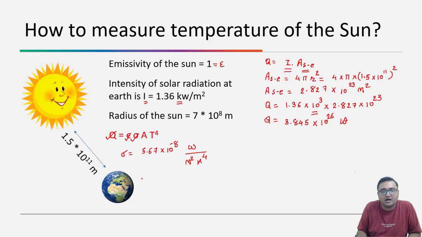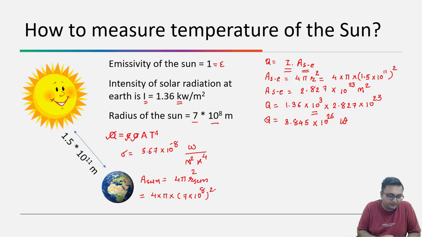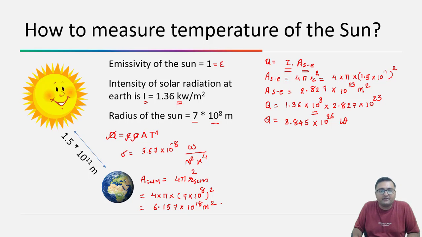So what we require is the area of the sun. The area of the sun can be found out by using the equation 4 pi r square. But what is r here? The radius of the sun. So let's find it out. That is 4 into pi into the radius of the sun, 7 into 10 raised to 8, square, which is nothing but 6.157 into 10 raised to 18 meter square. So now we have all the values.